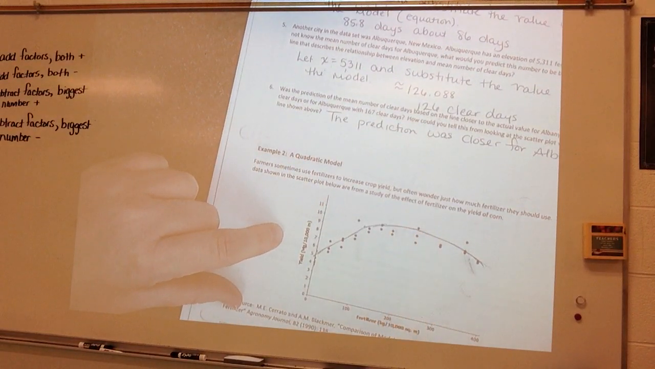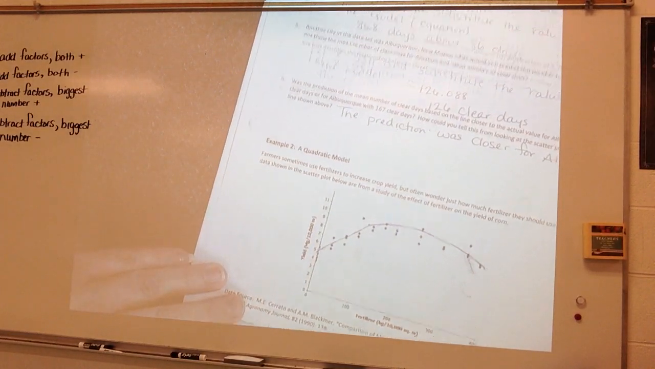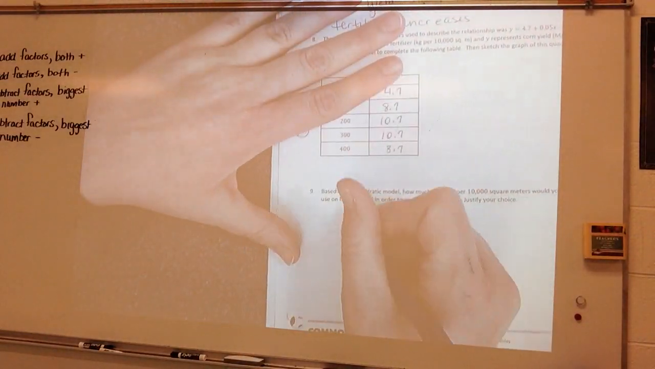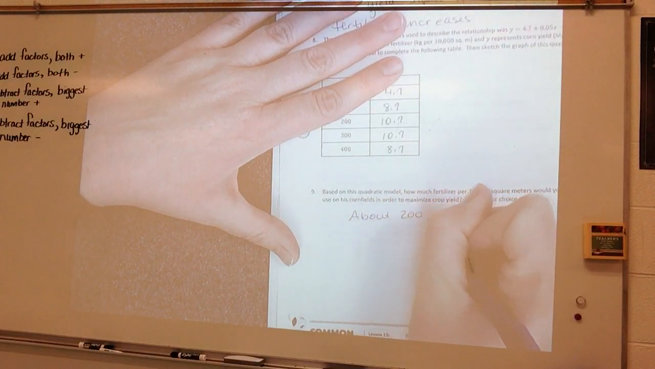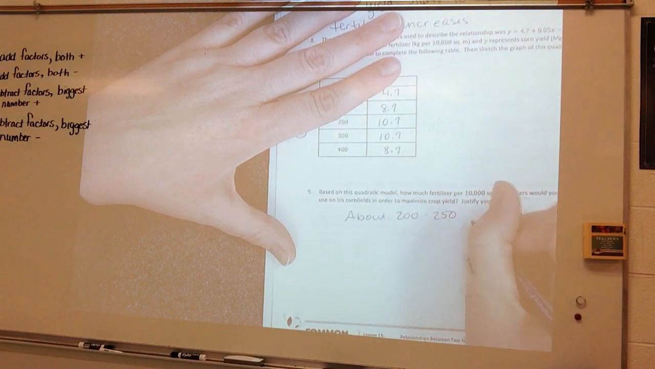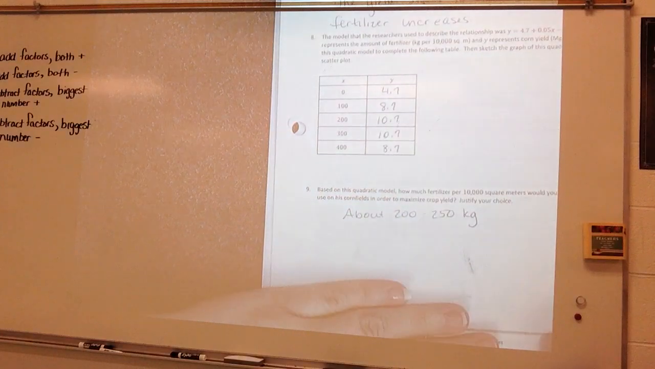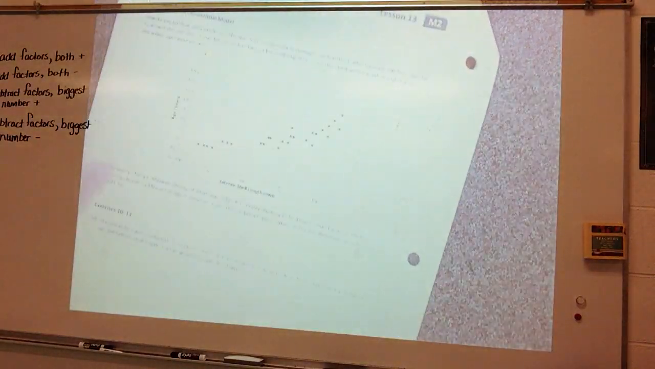It's going to be somewhere between 200 to 250. All right? I would not go any more. So I would go 200 to 250, because if he starts going over 250, he's going to start over-fertilizing, and his crops are going to start dying or not producing as much.